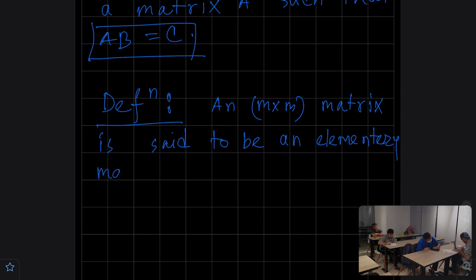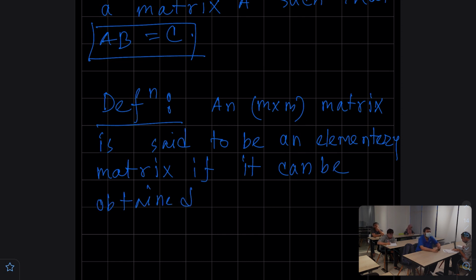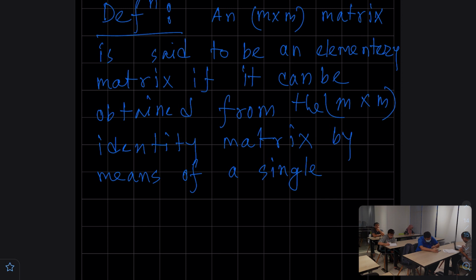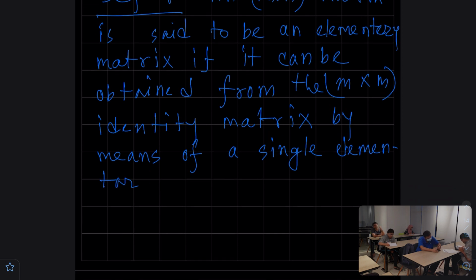So an elementary matrix is a matrix if it can be obtained from the m cross m identity matrix by means of a single elementary row operation. So this is the definition of the elementary matrix.